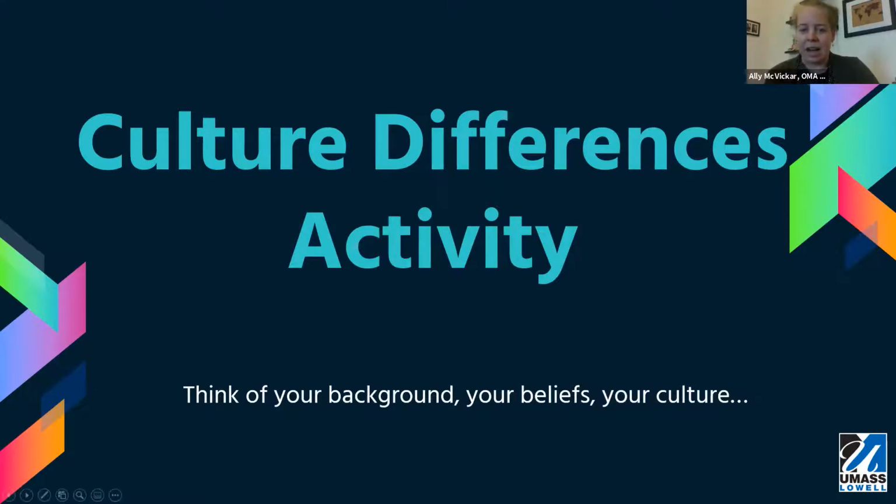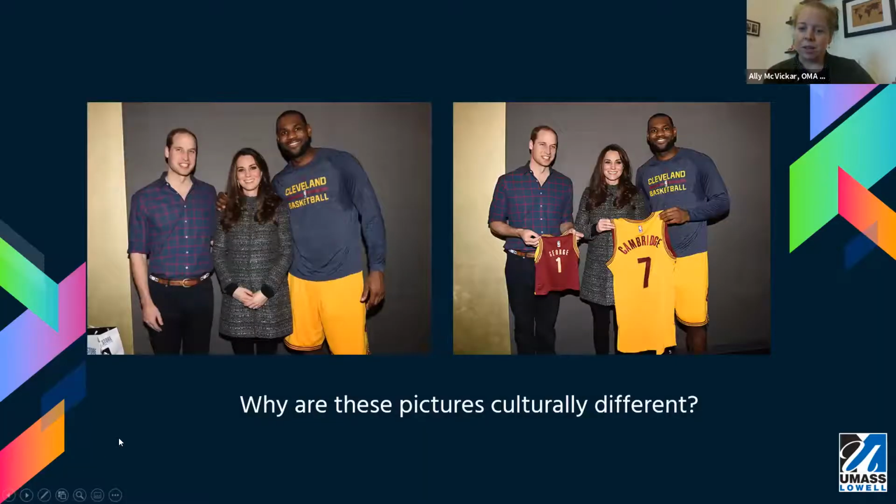So I do want to try this activity. I want you to think of your background, your beliefs, your cultures, the way you grew up, the languages you speak, the things you have seen in your lifetime. And I want you to talk amongst yourselves and tell us why these pictures might be culturally different. We're going to do this for the next couple slides. There'll be 2 pictures on a slide. One of them will be culturally appropriate. One of them may not be, for certain reasons. I'd like to pause here and give you a chance to discuss why these pictures are culturally different.